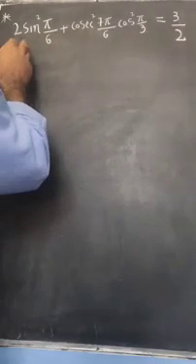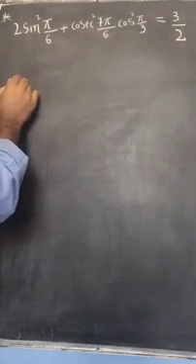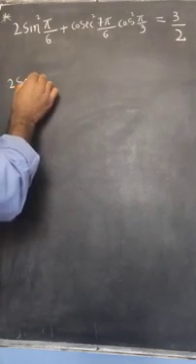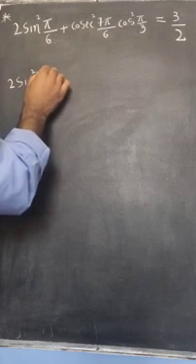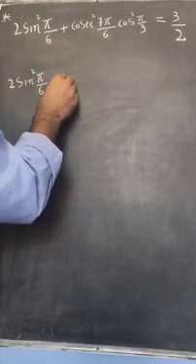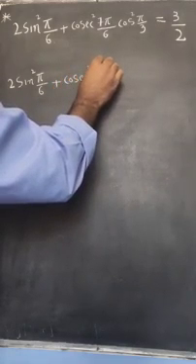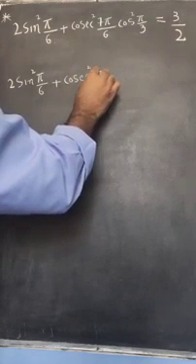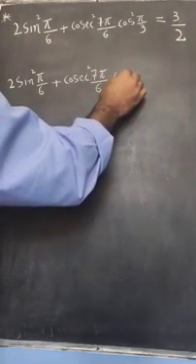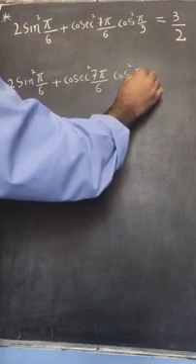So we take this LHS, we have 2 sine square pi by 6 plus cosecant square 7 pi by 6 into cosine square pi by 3.